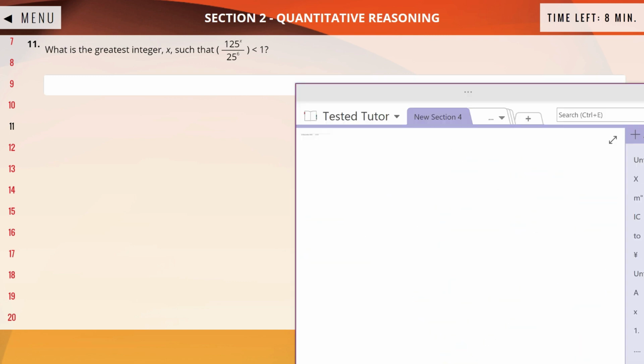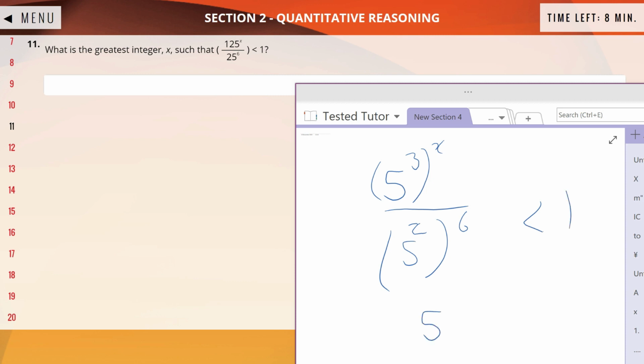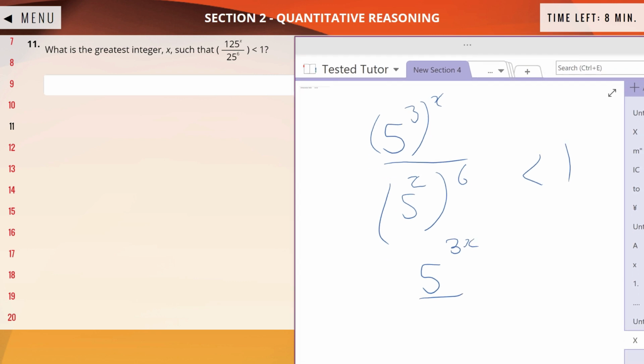What is the greatest integer x such that that over that is less than 1? Well, what do we do with exponents? We prime factorize. So 125 is 5 to the power of 3 x. I always talk about prime factorization in my videos, and I say it's really important. I say it always comes up, and this is proof. And that's prime factorizing. So the top line is now 5 to the 3x, and the bottom line is 5 to the 12, because we multiply when it's brackets.